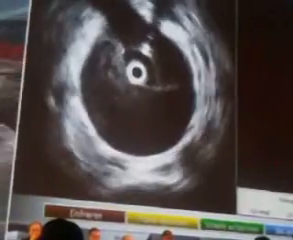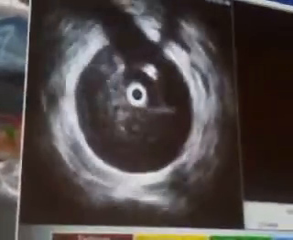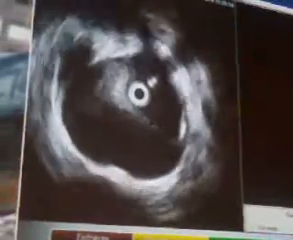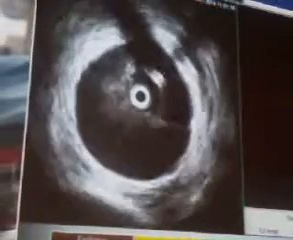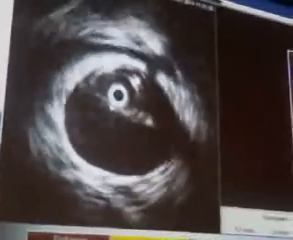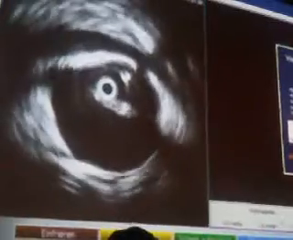Exactly. Here's the celiac trunk. Sorry, this was already the mesenteric artery. Go back once again. So celiac trunk here. Then I go further down. You can see here we have the true lumen again, mesenteric artery here. The left renal vein passes the aorta.